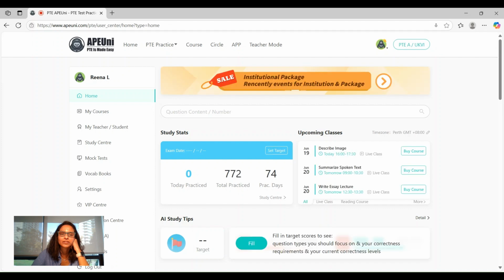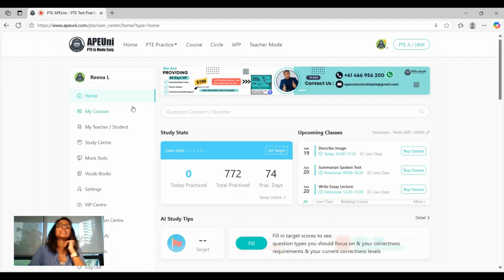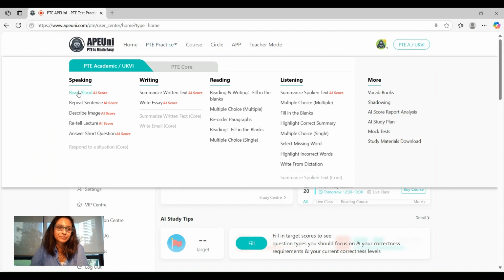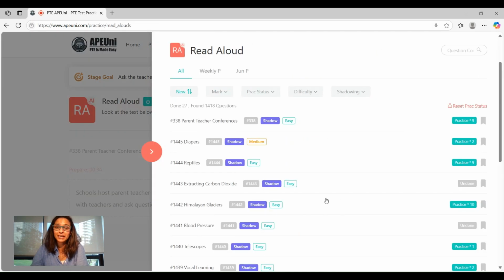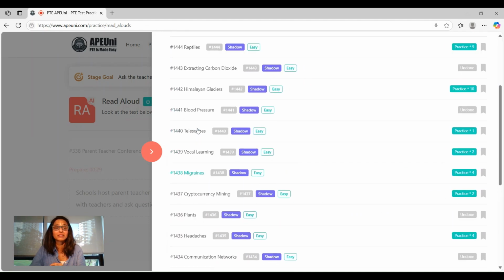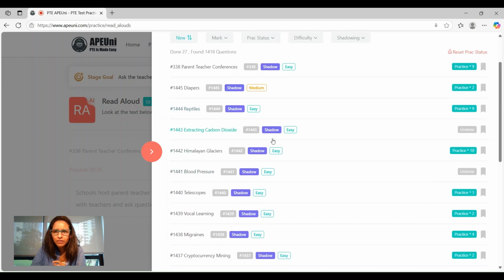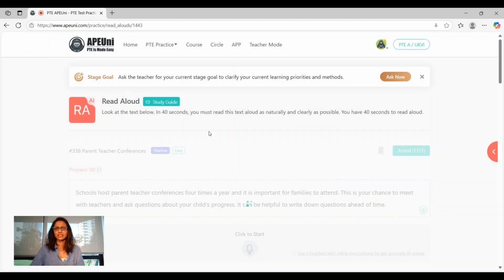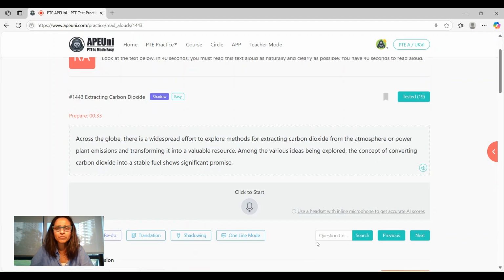So as you can see, I am going to do a quick demo. Let's do a quick read aloud demo. As I said, use the prep time to look at the text and really check on the words that you think you might not be able to pronounce at all. Let me find something to say. Oh, this one's good. Extracting carbon dioxide. Looks easy. Let's see how we go. All right. So we're going to look at it. We've got our prep time. You might not be able to pronounce the words extracting, carbon dioxide, atmosphere, emissions, transforming, resource, converting, stable fuel.